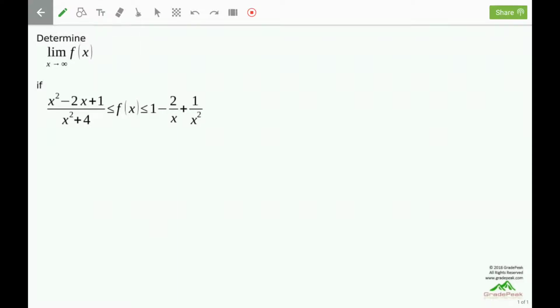Determine the limit as x approaches positive infinity of f of x if f of x sits between (x squared minus 2x plus 1) divided by (x squared plus 4) and 1 minus 2x plus 1 over x squared. f of x here sits between (x squared minus 2x plus 1) divided by (x squared plus 4) and 1 minus 2 divided by x plus 1 over x squared. We can take the limit as x approaches infinity of each of these, and the inequality will still hold true.